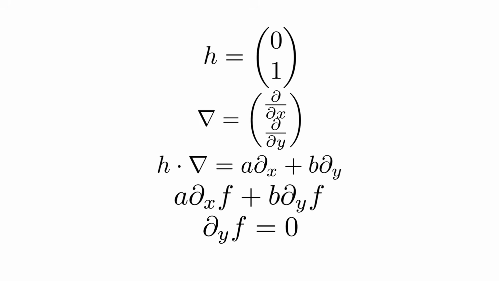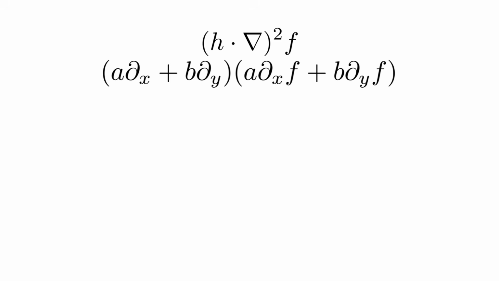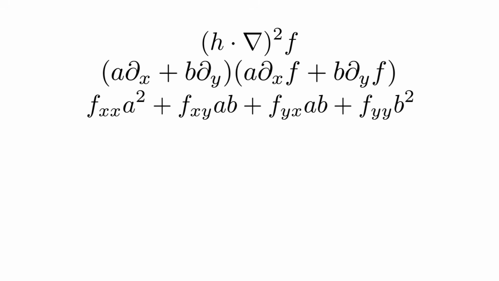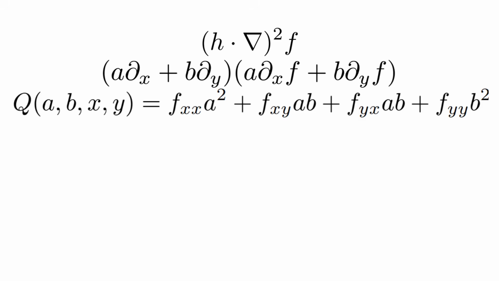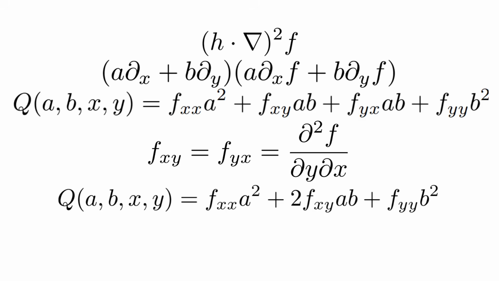Now that we have the critical points, we need to take a look at the curvature to understand whether or not the point is an extreme or saddle. To get the second derivative, we can do the usual and just take the derivative of the derivative. So we end up with h dot del squared times f. Expanding that out gives us this, and then doing the multiplication gives us this, which I will call Q_ab(x,y). Since f_xy equals f_yx, we can equate them, making this our curvature.